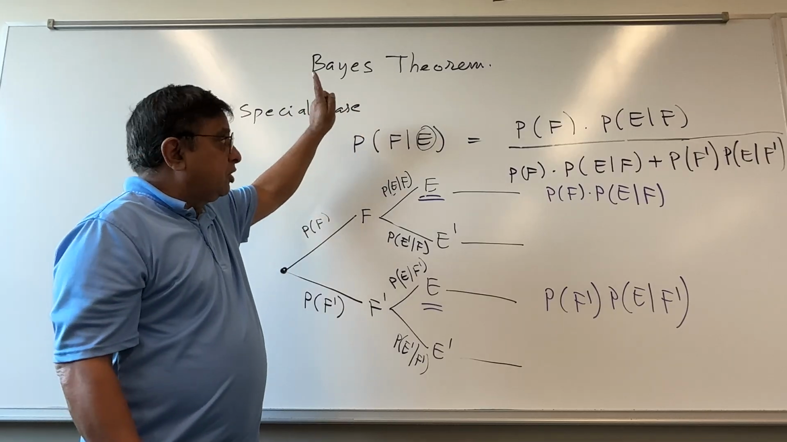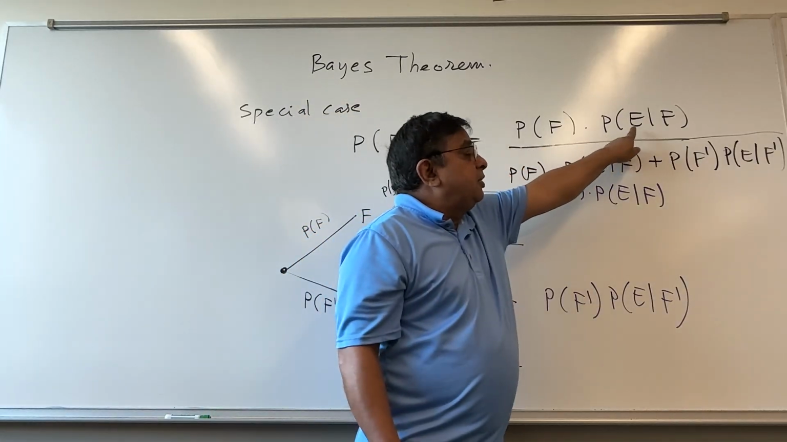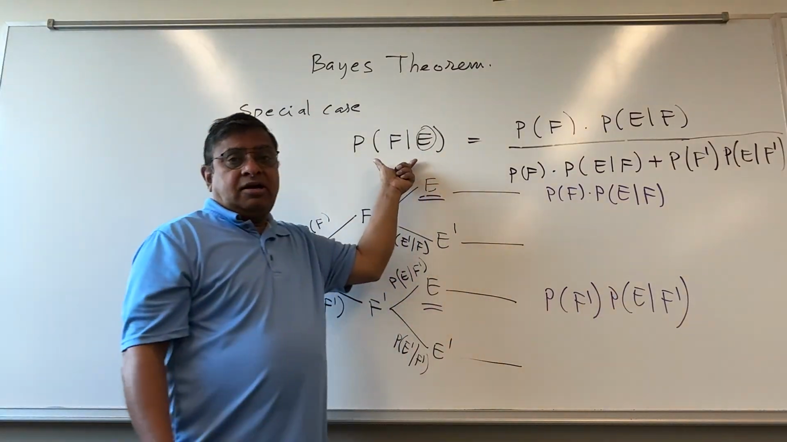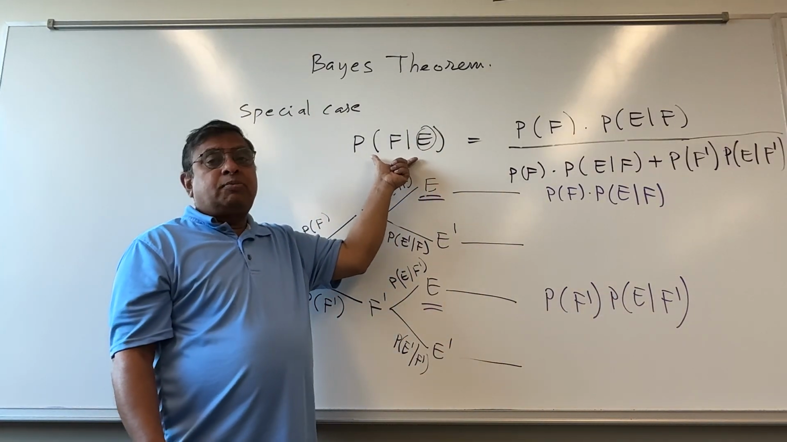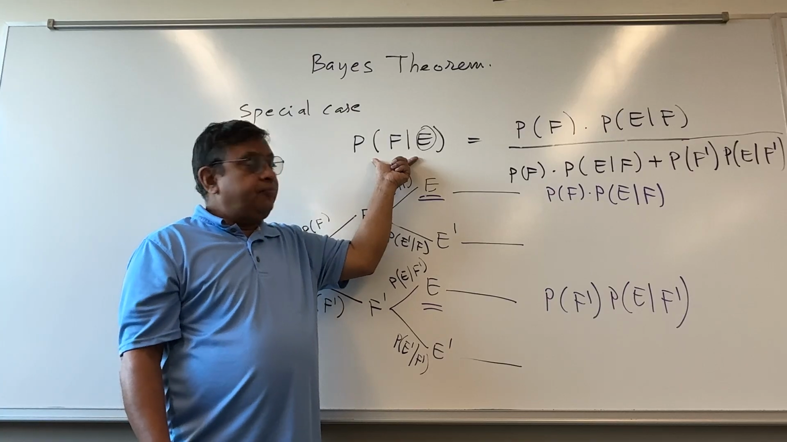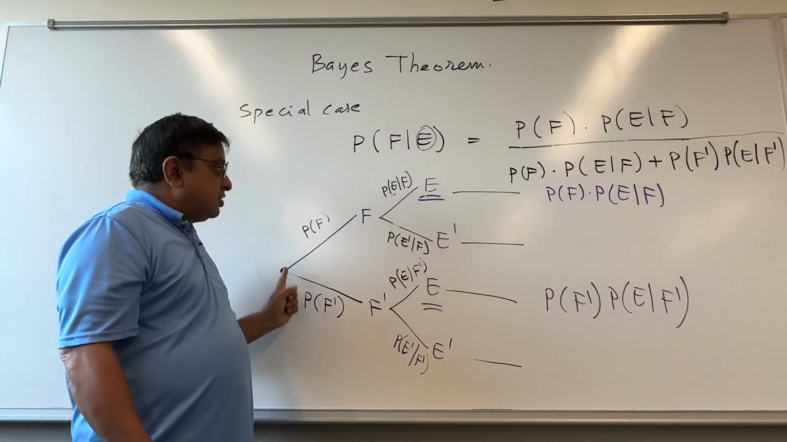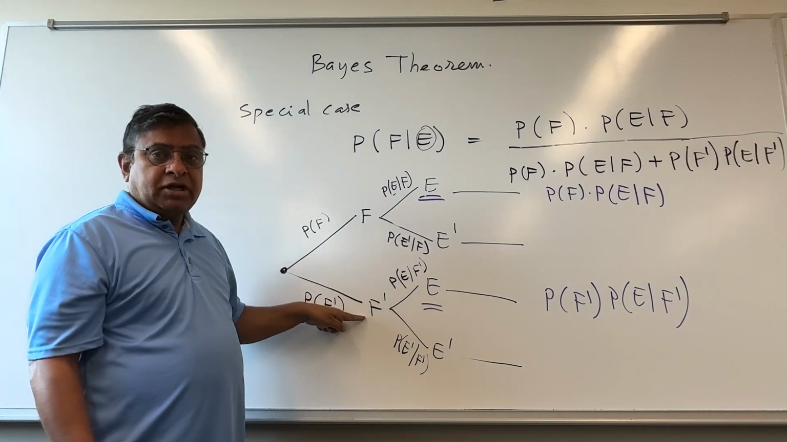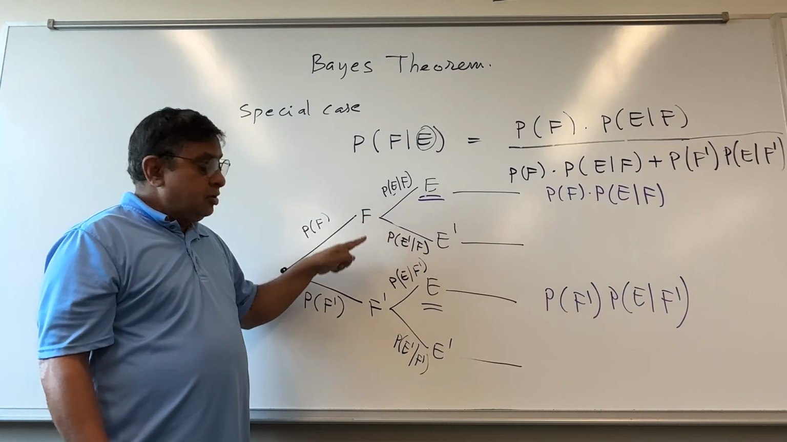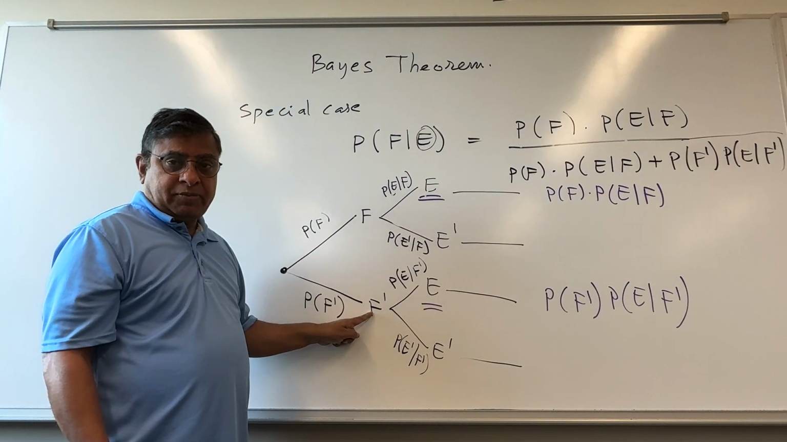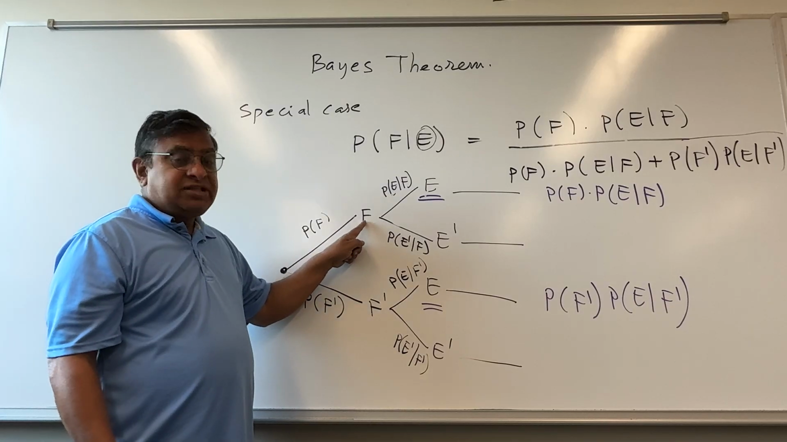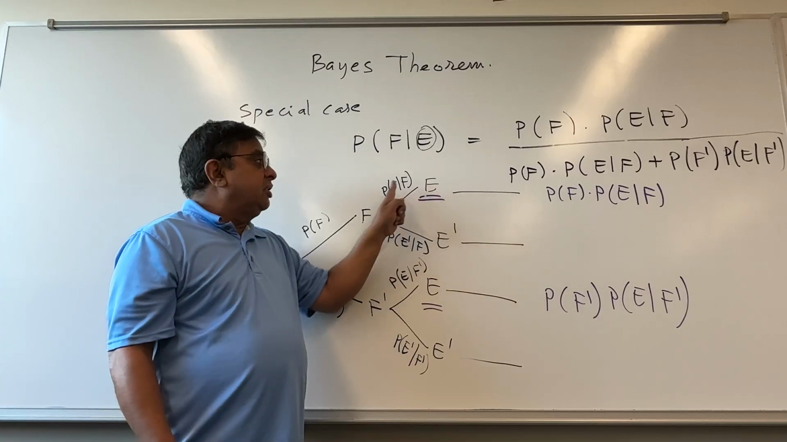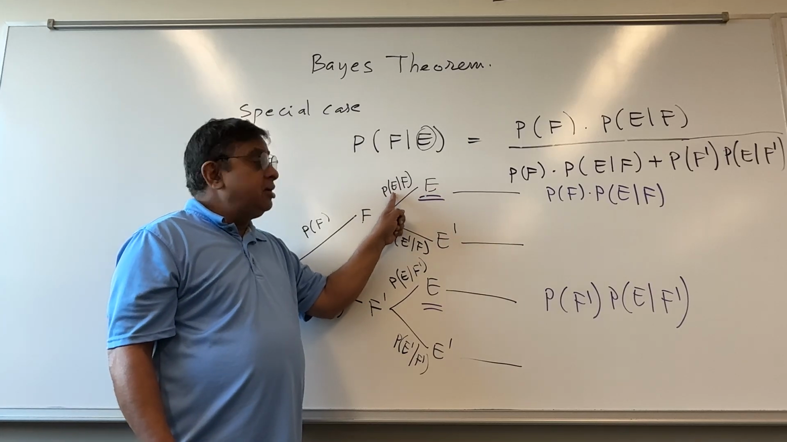Okay? One more time. You're given probability of E given F and some other information, and based on that, we want to compute probability of F given E. Simply you construct the tree diagram, and initially there are two possibilities. Either F happens or F does not happen. And then once F happens, what's the probability that E will happen? That's probability of E given F.